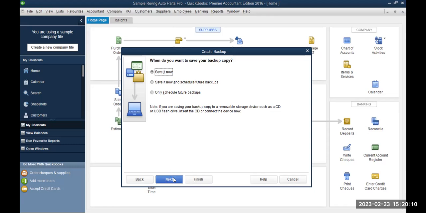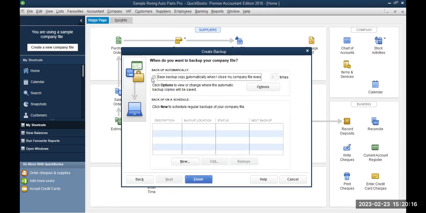So we're going to save now, or let me just click on here, save and schedule future backups. Next, you can choose to save an automatic backup copy every how often. Save a backup copy automatically when I close my company file, I prefer doing every 1 time. And then you can schedule where you want the backups to be put.